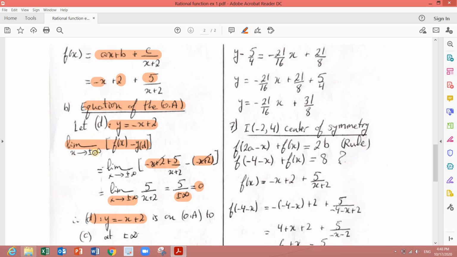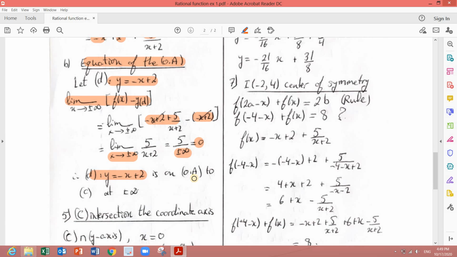So the definition of the oblique asymptote: limit of f(x) minus y_D as x tends to plus or minus infinity should be 0. This is f(x) minus y_D: minus x plus 2 plus 5 over x plus 2, minus minus x plus 2. They simplify, 5 over x plus 2, limit as x tends to plus or minus infinity. We get 5 over plus or minus infinity, which is 0. Therefore, the line D: y equal minus x plus 2 is an oblique asymptote to C at plus or minus infinity.